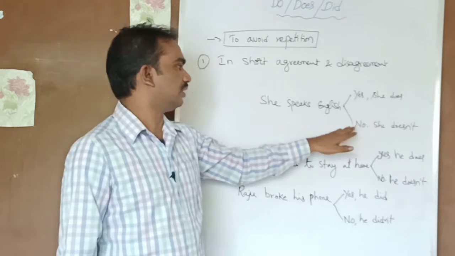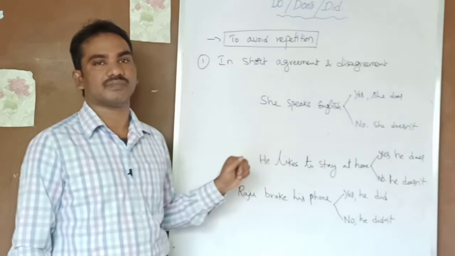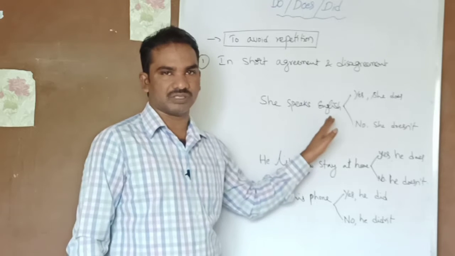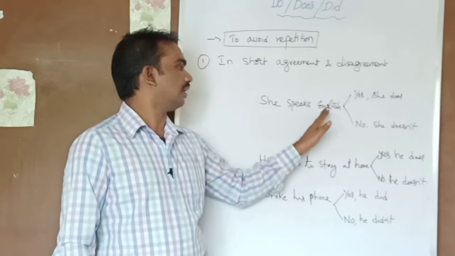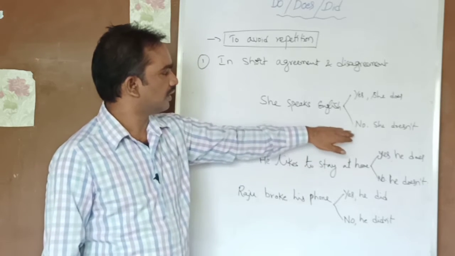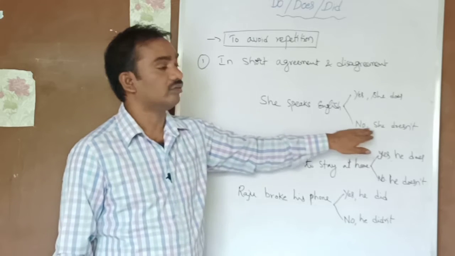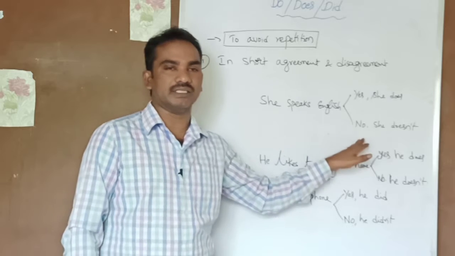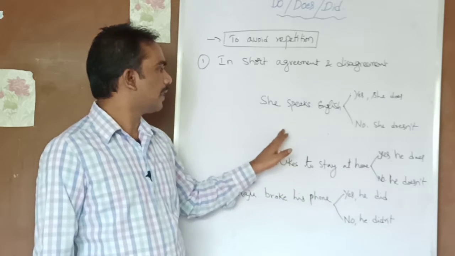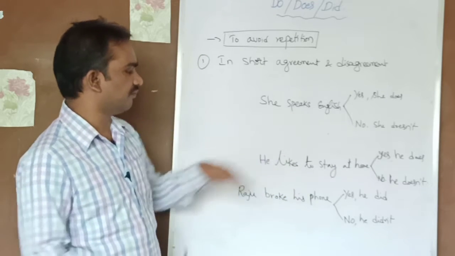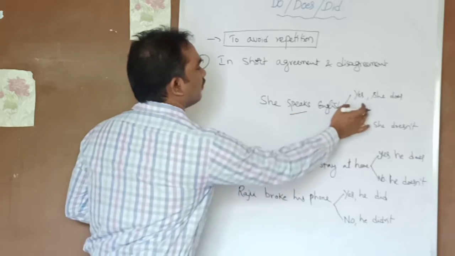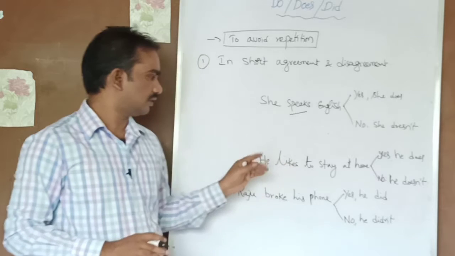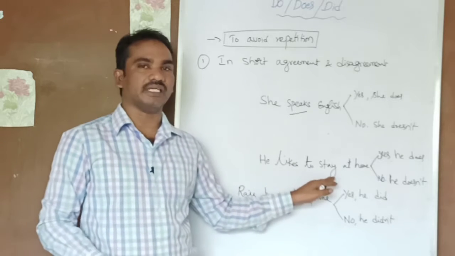What you have to say is yes, she does. That's enough. So it saves the entire sentence. It saves your time. It saves your energy. Okay. So in the same way, disagree. No, she doesn't. So you don't need to say no, she doesn't speak English. Okay. So you don't need to repeat the same verb here. You simply say yes, she does. No, she doesn't.